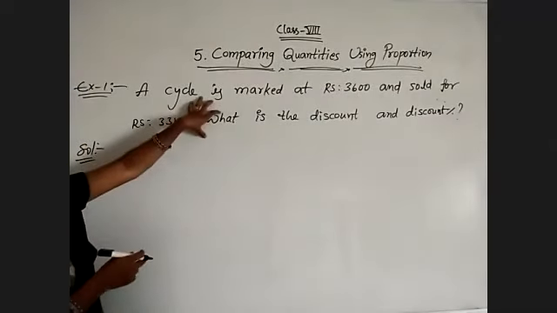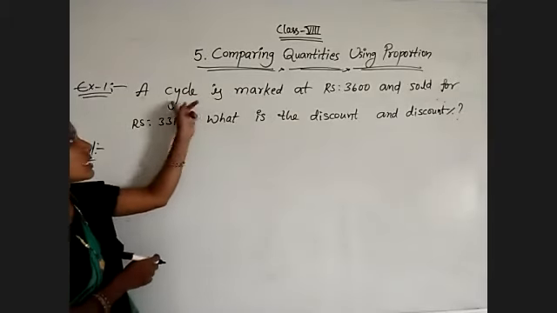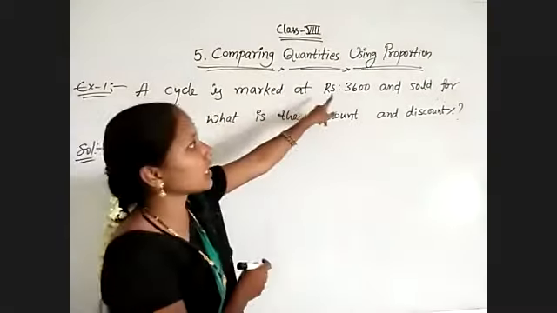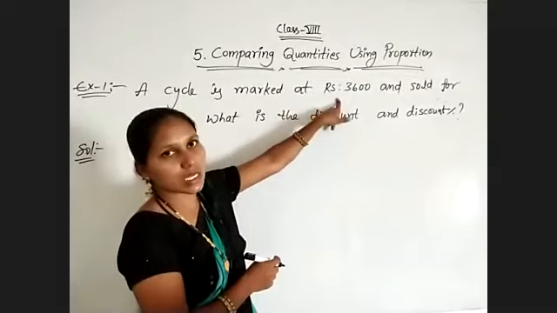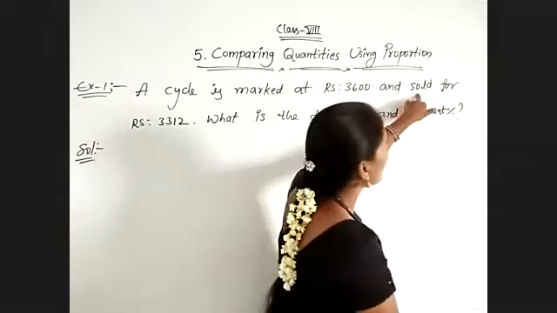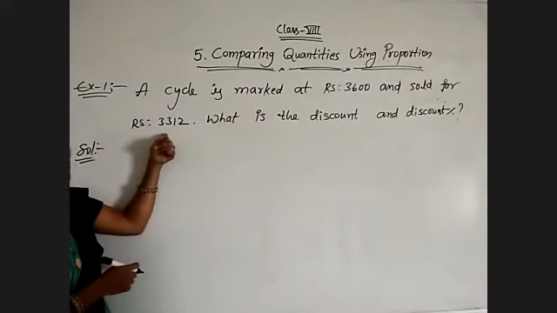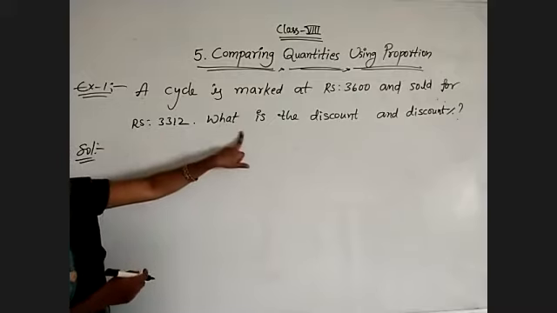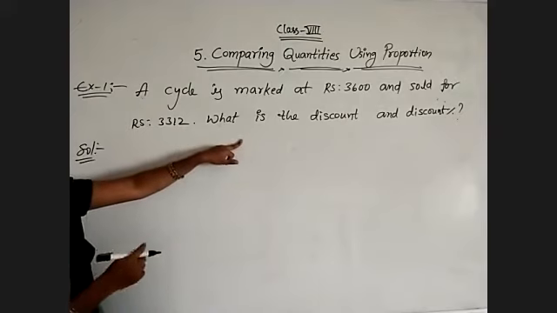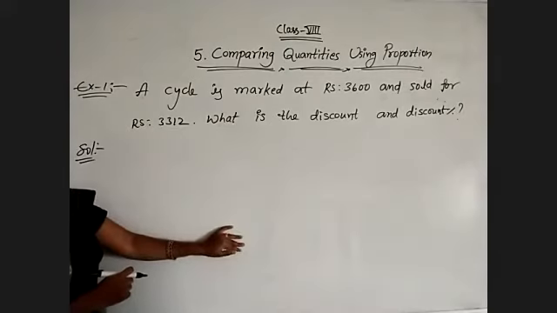Whenever you get a question like this, first of all, try to write which values are given. Here, a cycle is marked at 3,600 rupees. That means the market price of the cycle is 3,600 rupees and it is sold for 3,312. Sold is nothing but SP. MP given, SP given, asking for discount. So very easy. Discount is equal to MP minus SP. After getting the discount only, we can find out the discount percentage.